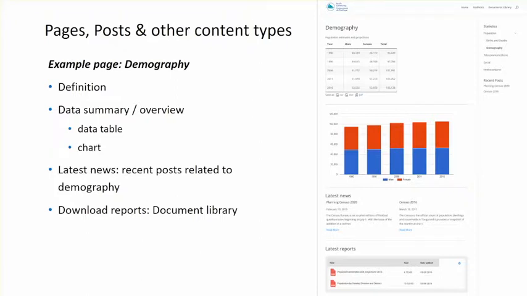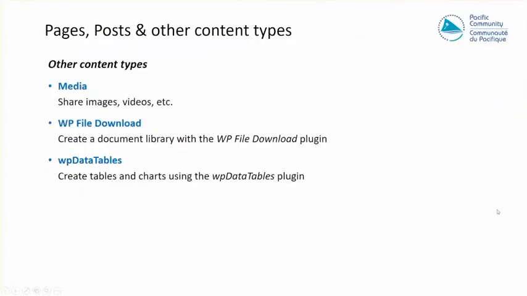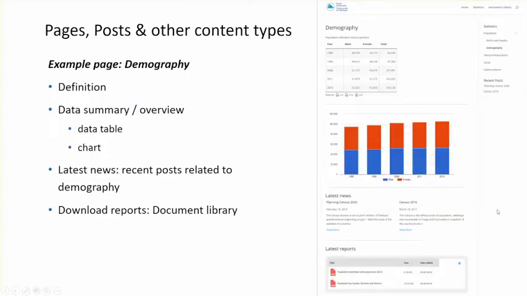Charts are always a good way to represent data. Then I added a section where you have the latest news, so it shows up the last 2 posts about demography, in this case. And then I added a folder. I show a list of files contained in one folder from the document library. So this could be a way to create your website.